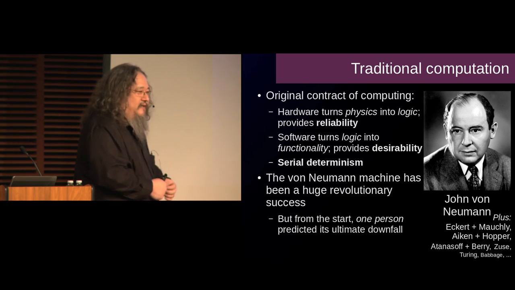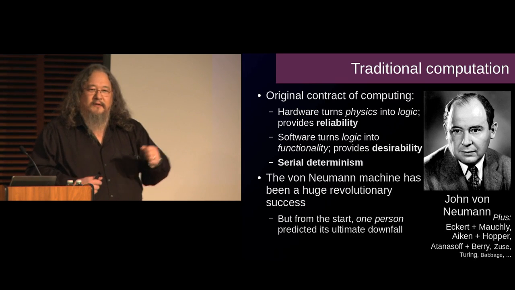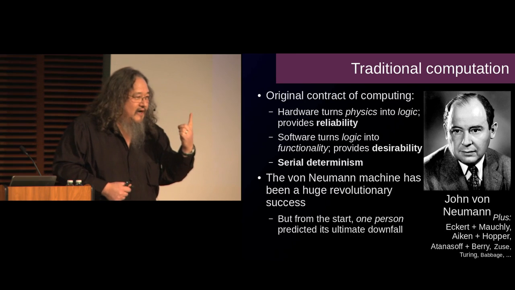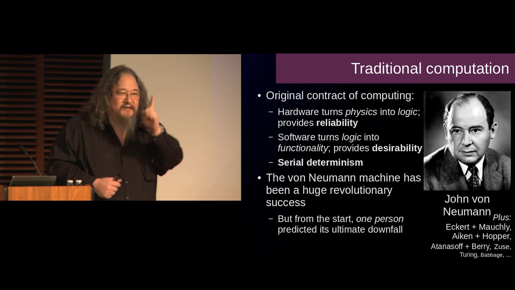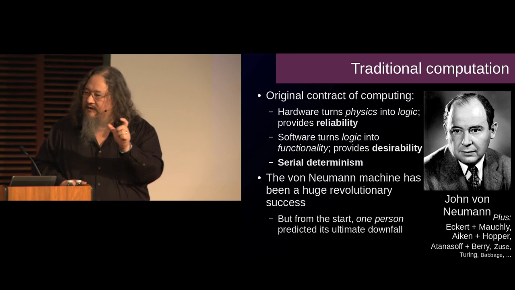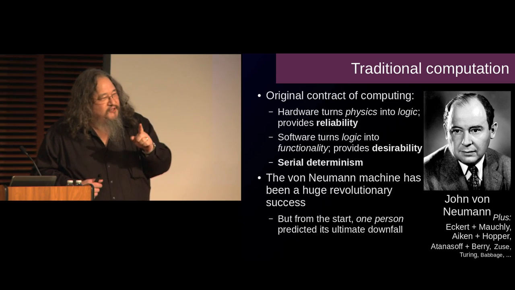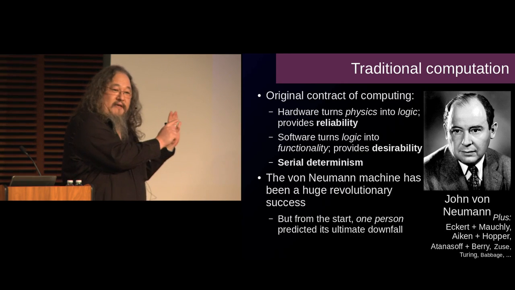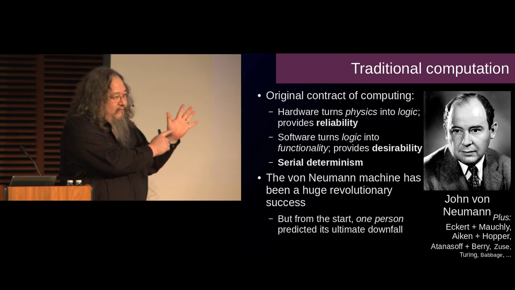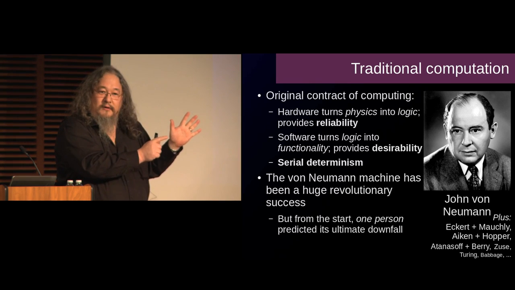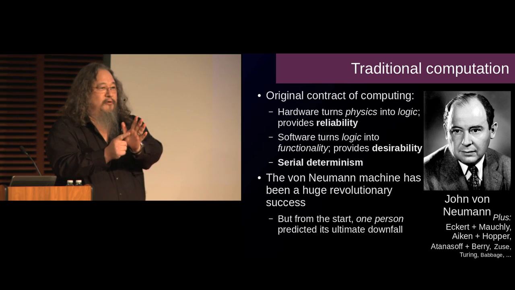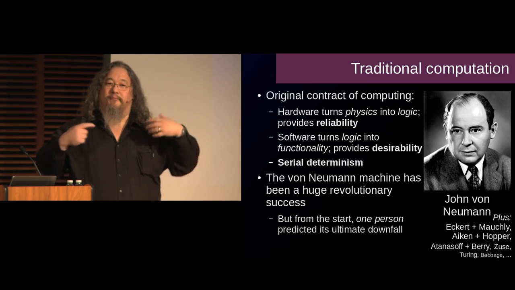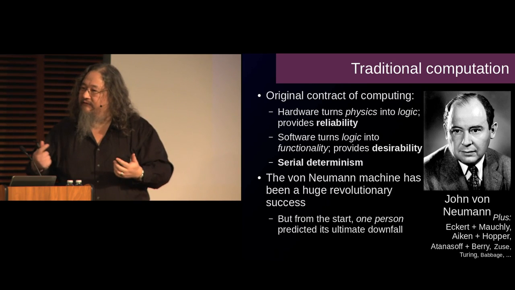The way that it works is called serial determinism. The way computing works, the von Neumann machine, is you do one thing at a time, serial, step by step by step by step. Determinism means the outcome of each step depends only on the inputs that were there immediately prior. If you know the inputs, you know the output for sure. If you know the new inputs, you know the output for sure. It's deterministic. And that's what allows you to program by making logical inferences.